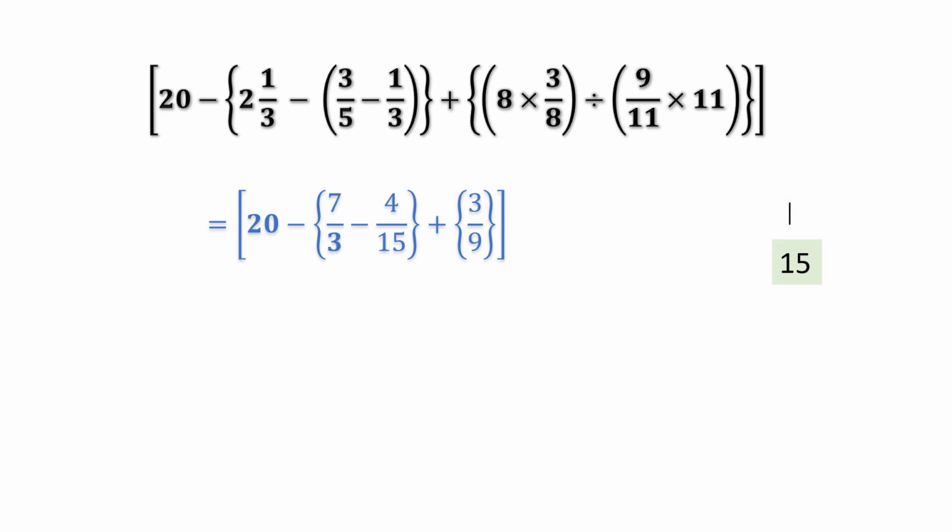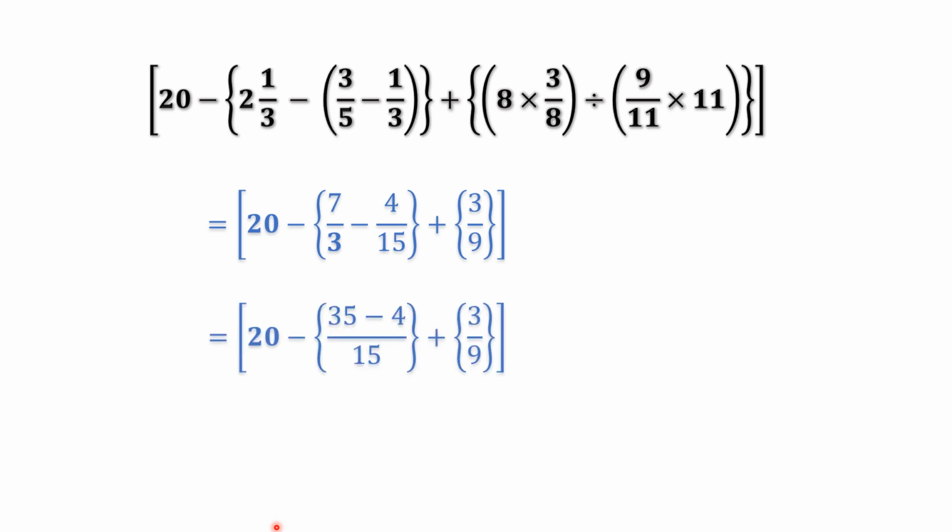So what should I write? Just wait, let me erase this one. Yes. So what should I write in the next line? In the next line, we take the common denominator as 15 and how many times 3 is 15? 3 multiplied by 5 is 15 and that 5 gets multiplied to its numerator. So 5 into 7 we have 35.